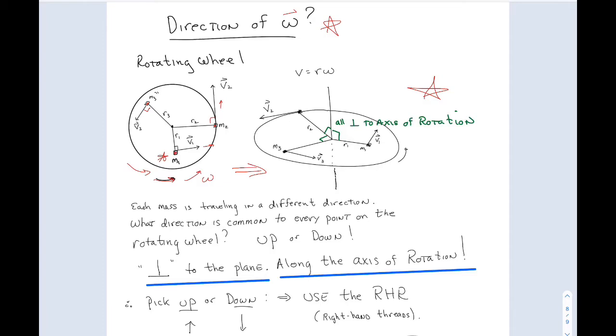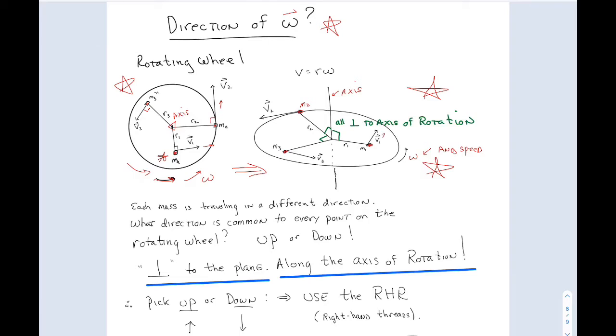So in this picture, this is the axis of rotation. That would be in and out of the page. In this picture here, that's the axis of rotation. I drew the exact same masses, my M1, my M2, here's my M3. And as the wheel rotates with some angular speed, that's my angular speed, omega, each of these little masses is headed in a different direction.